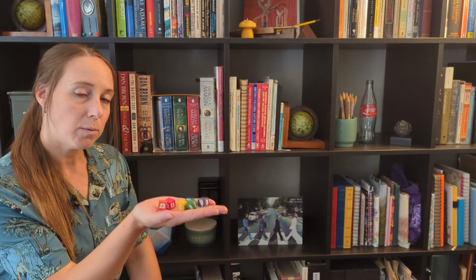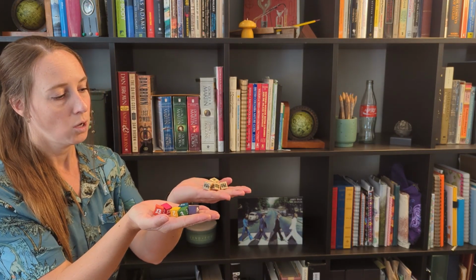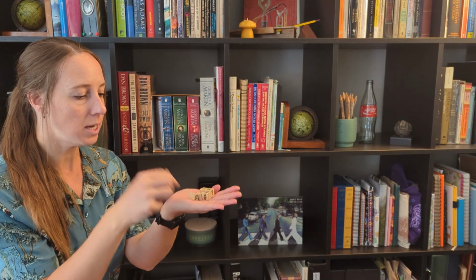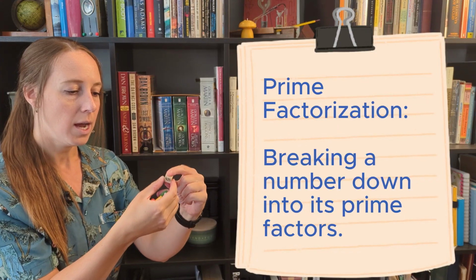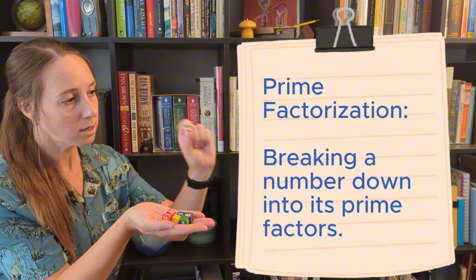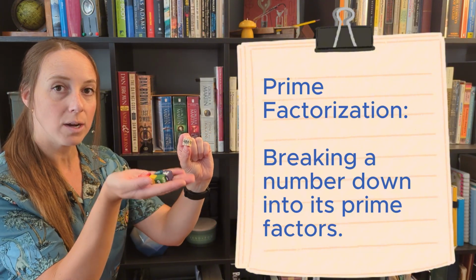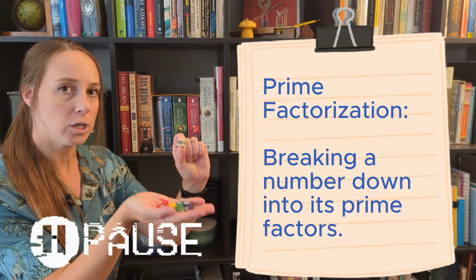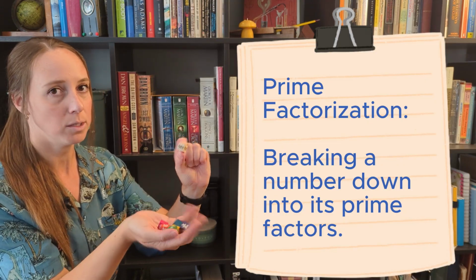Okay, so we've established prime numbers and we've established composite numbers. So what is prime factorization? Well, prime factorization is taking a composite number and breaking it down into its fundamental blocks. So taking a composite number and breaking it down until it's only made up of prime numbers, a multiplication or a product of prime numbers.